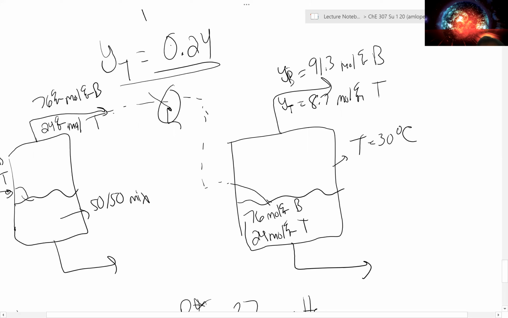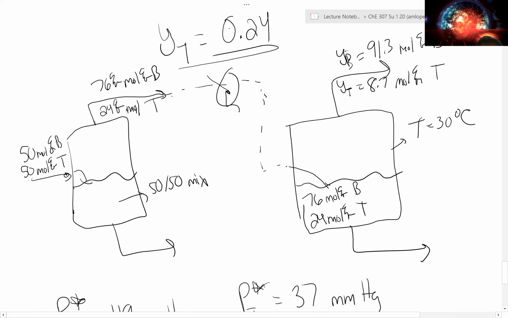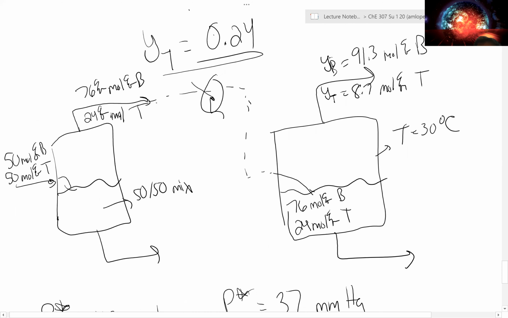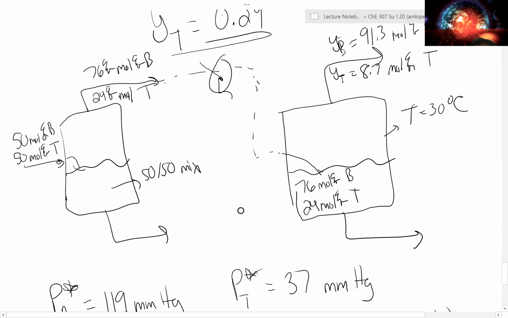mole percent toluene. And so I had a 50-50 mix. I allowed the liquid and vapor to come into equilibrium, and I got 76 mole percent benzene, 24 mole percent toluene. I condensed it and I allowed it to come to equilibrium again. And then I had 91 mole percent benzene and 8.7 mole percent toluene. And so you can start to see a pattern. As I take these mixtures and I condense, allow it to come to equilibrium, and recondense, I notice that the vapor space begins to become enriched in benzene or have a higher benzene content.